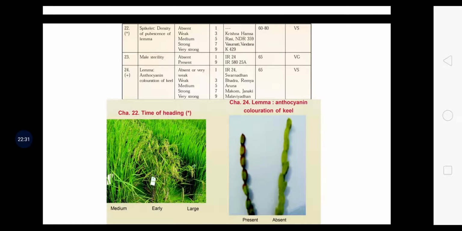24th characteristic is lemma anthocyanin coloration of keel. This is divided into absent or very weak, scored as 1. Weak is 3, medium is 5, strong is 7 and very strong is 9. For absent or very weak, the examples are IR 24 and Swarnadhan. Then weak, Bhadra and Remya. Medium is Aruna, strong is Makom and Janaki. Very strong is Malviya Dhan.